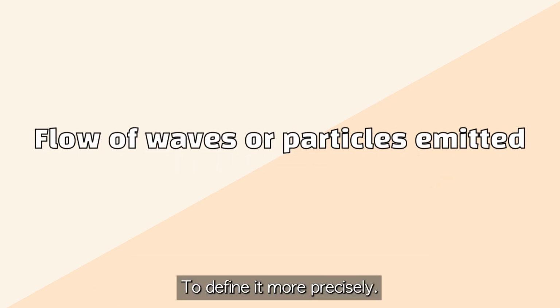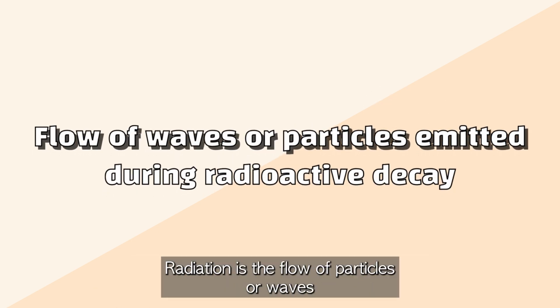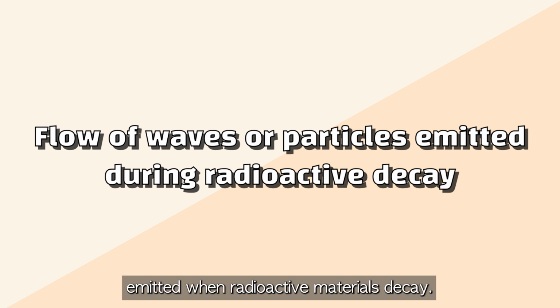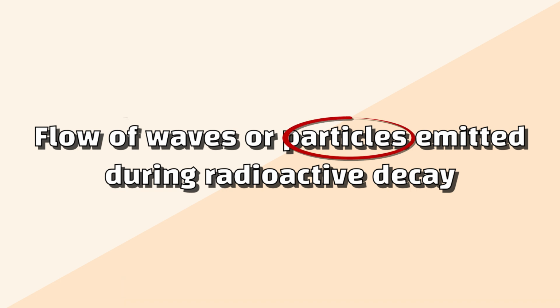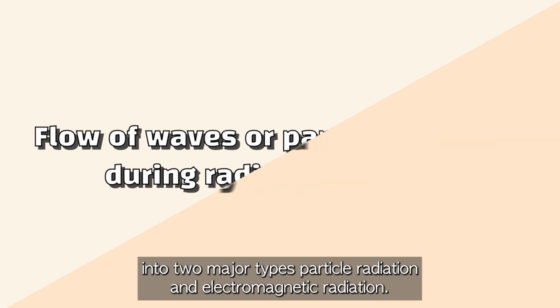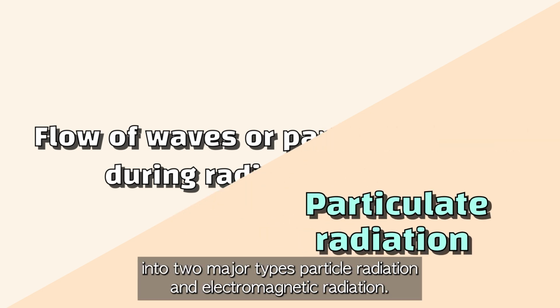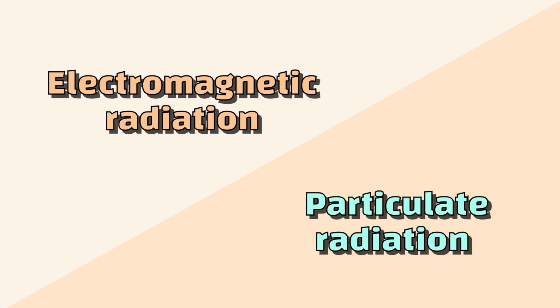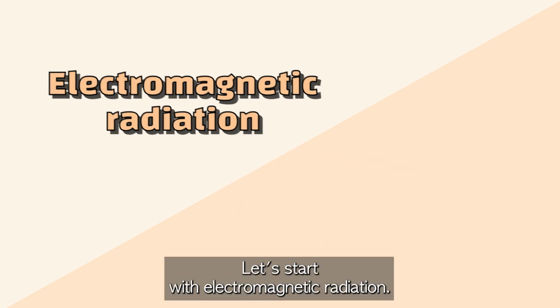To define it more precisely, radiation is the flow of particles or waves emitted when radioactive materials decay. Based on the nature of this flow, radiation can be classified into two major types: particle radiation and electromagnetic radiation. Let's start with electromagnetic radiation.